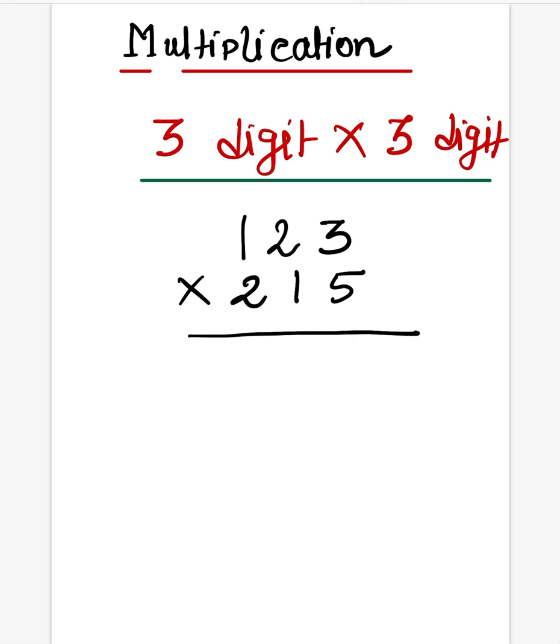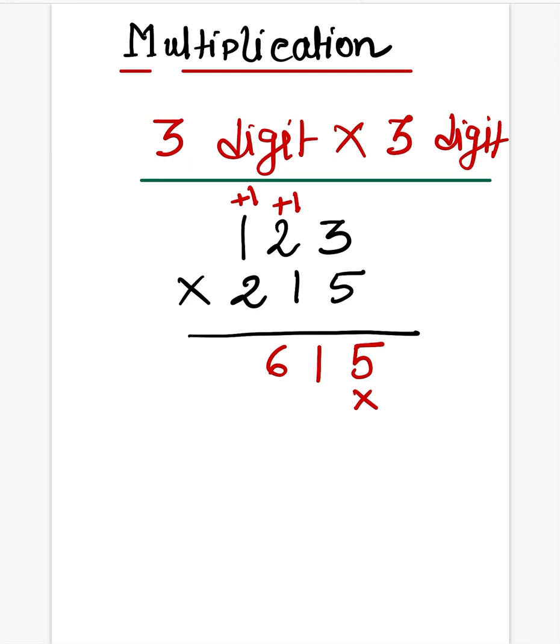First, 5 into 3 means 15, so 5 and carry plus 1. Next, 5 into 2 means 10, 10 plus 1 is 11, so 1 and carry 1, I am writing here plus 1. Now 5 into 1 means 5, and carry plus 1, then 6. Then we have to leave the first place.